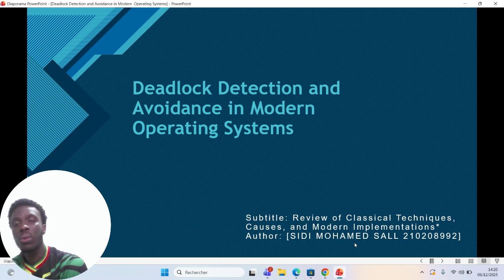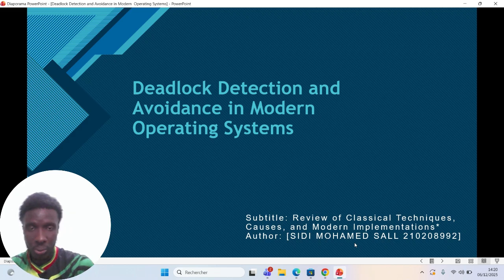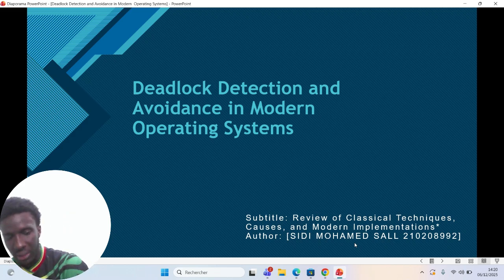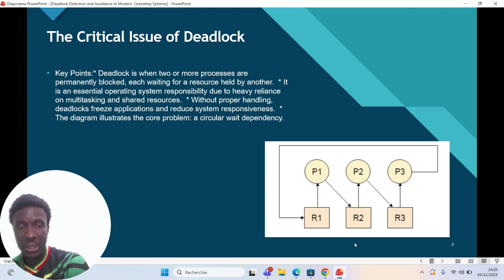Today, I'm going to talk about my project about deadlock detection and avoidance in modern operating systems. So let's start. For the first part, we're going to talk about the critical issues of deadlocks.